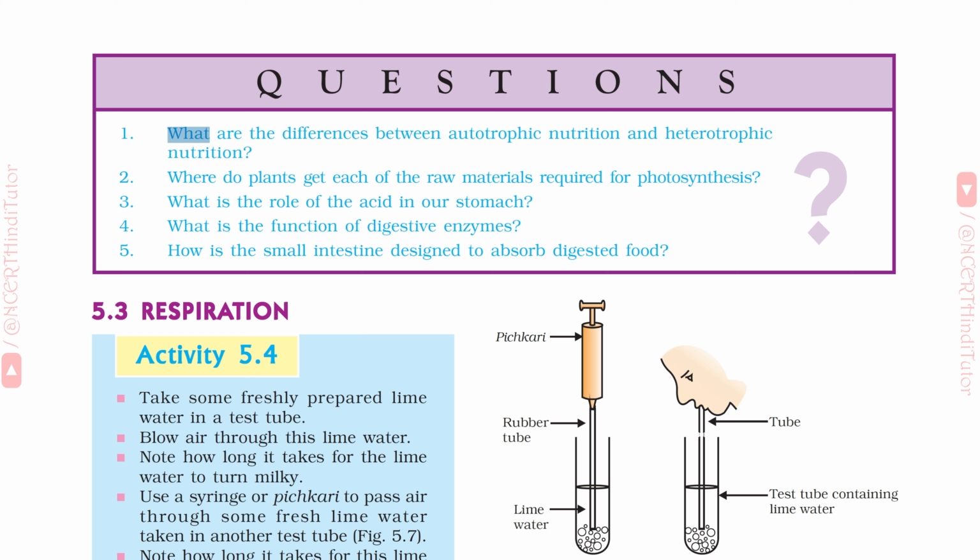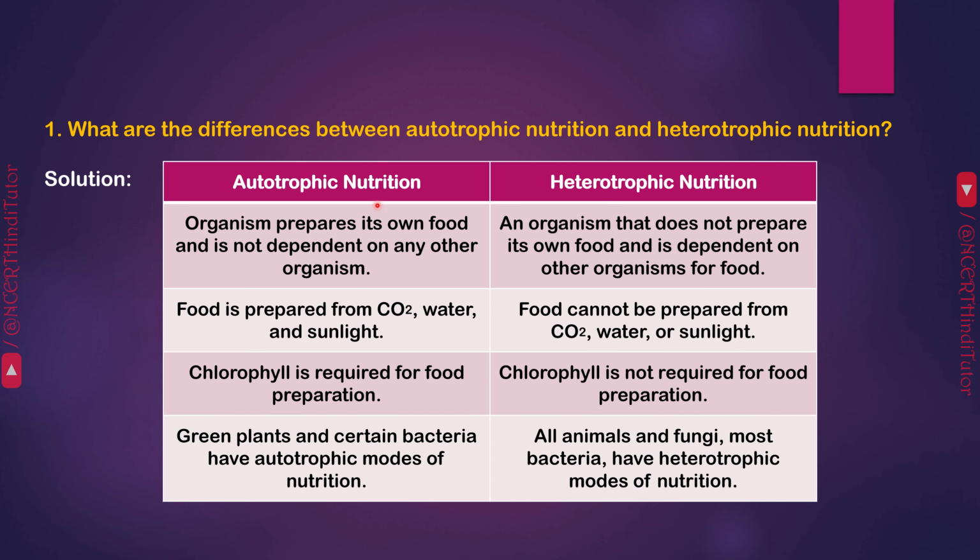Question 1. What are the differences between autotrophic nutrition and heterotrophic nutrition? Answer. In autotrophic nutrition, the organism prepares its food and is not dependent on any other organism. In heterotrophic nutrition, an organism does not prepare its own food and is dependent on other organisms for food. In autotrophic nutrition, food is prepared from CO2, water and sunlight. In heterotrophic nutrition, food cannot be prepared from CO2, water or sunlight.